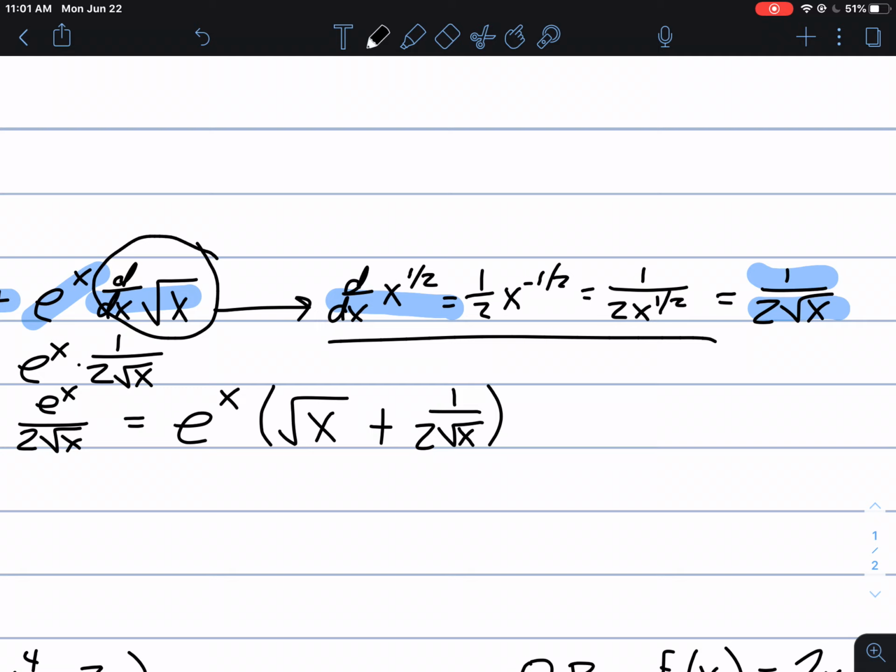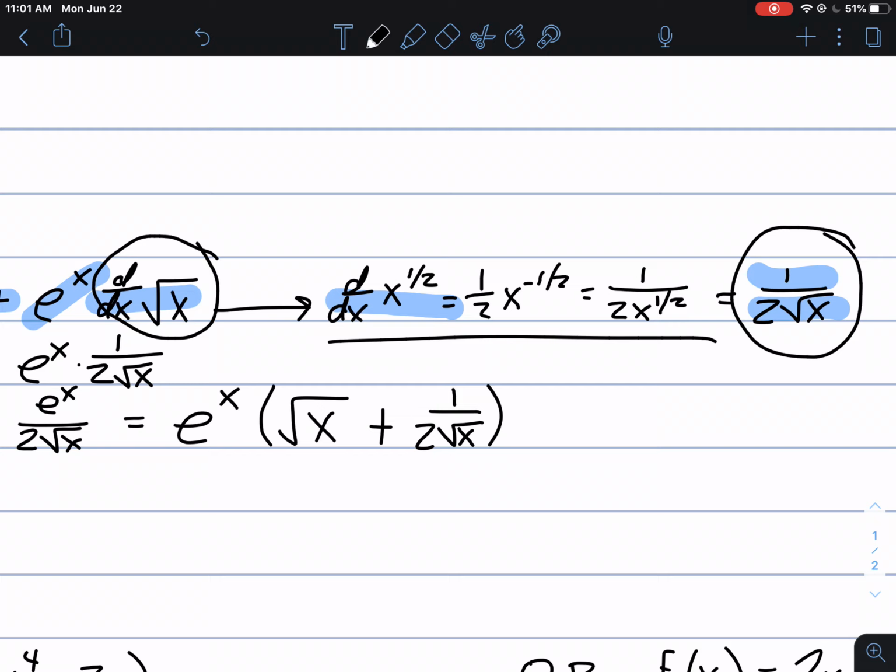So let's commit this to memory. Let's take square root of x, which is one of our basic functions, and I'll say that the derivative of the square root of x is 1 over 2 square roots of x. Right? And so that saves us the time of having to go through the whole power rule process.